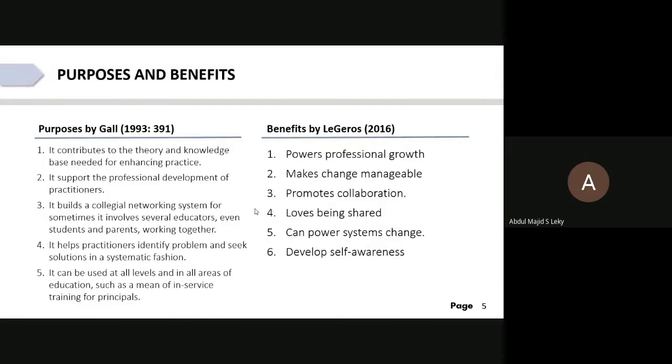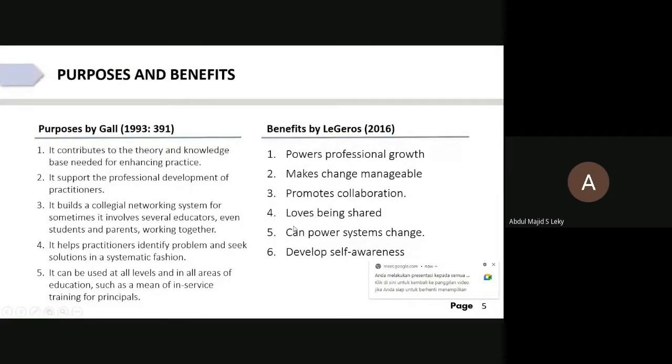Third, it builds a collegial networking system, because sometimes it involves several educators, even students and parents, working together. In general research, usually the doer of the research is the researcher or the author. Now in the action research case, the participants could be the teacher, the students, or the parents working together to produce outcomes and solve classroom problems.